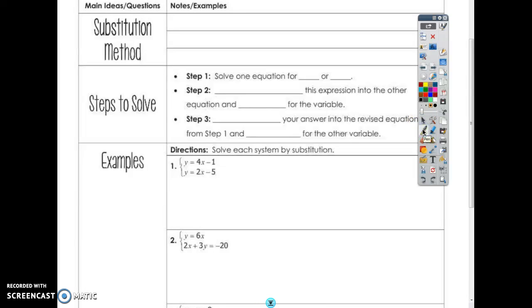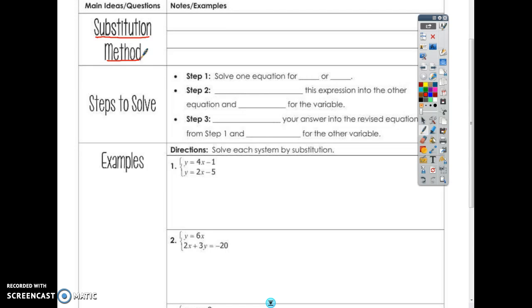Okay, so we're going to take a little bit of notes on substitution. That's what we're starting on today, and I'm going to do some examples with you. So whatever I write down, you need to be writing down as well. We're going to start off by talking about what the substitution method is really about.